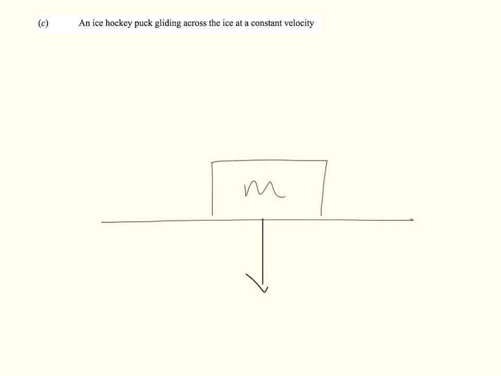The weight is mg. There's a normal reaction from the surface of the ice. There are no other forces acting on the puck. It's optional to mark in the velocity.